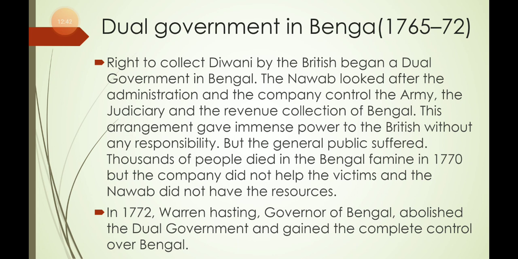The British passed the Regulating Act of 1773 to regulate the activities of the East India Company, meaning how the East India Company works. But the corruption of the company officials continued.